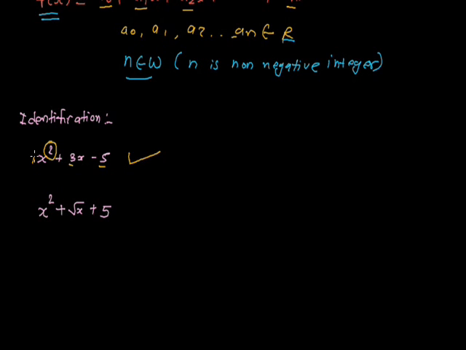Now the second example. This example again contains constants which are real numbers, and the coefficient of x is 2, this is good. But here the power of x, the index of x, is 1 by 2, a fraction. 1 by 2 is not a non-negative integer, hence this does not obey the definition of polynomial, and we can say that this expression is not a polynomial.